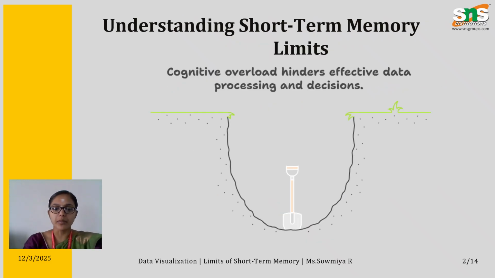Understanding short-term memory limits. Let's first understand what short-term memory actually means. Short-term memory, also called working memory, is the part of our brain responsible for holding small amounts of information temporarily, usually for just a few seconds. Research shows that humans can typically hold only 5 to 9 items in short-term memory at a time. This is known as Miller's law. Because short-term memory is limited, anything that requires too much mental load becomes difficult to understand, and this directly affects how we design the visualization.